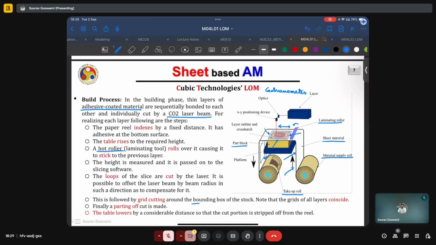So the rectangular box that we see on the outside is actually called the bounding box of the stock. The grids of all the layers coincide, and this is just to have ease of removal later when we are getting rid of all the excess material during the decubing process. Finally, a parting off cut is made when this material is parted off, and the table can go down, and the next layer of this sheet feedstock can come on.